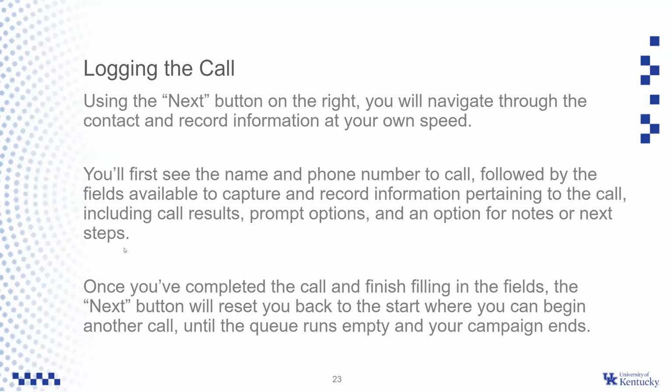So logging the call, as I mentioned, when you click that next button, you're going to navigate through the contact record and record information at your own speed. The first page you hit is usually just a student name, ID, phone number, the actual number that you're meant to call. And then as you continue clicking next, you will get the prompts that have been identified for filling out the call status and description. You'll also see some generic prompt options that we include in there. And sometimes it's a good idea to be able to utilize your script to reflect those call options.